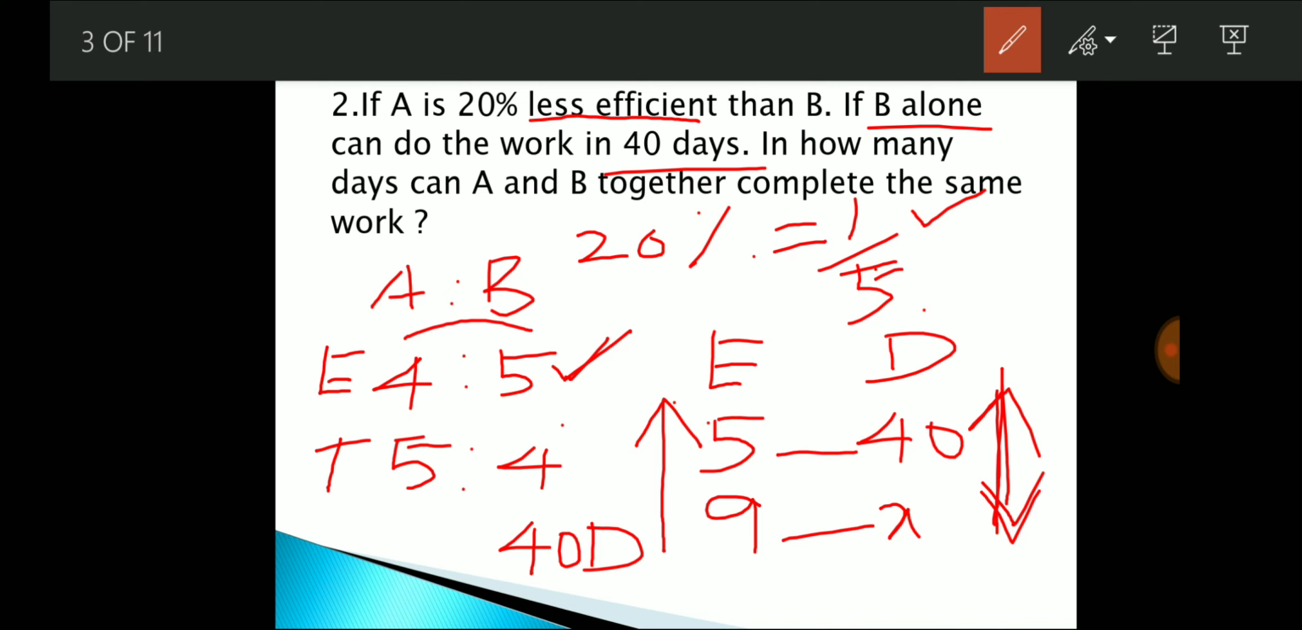Whenever there is an increase on one side and a reduction on the other side, we should directly multiply. Rather, when there is an increase on both sides or a decrease on both sides, we should cross multiply. So our answer is 5 into 40 by 9. When we cancel it, our answer is going to be 200 by 9. 200 by 9 is nothing but 22 2 by 9 days.